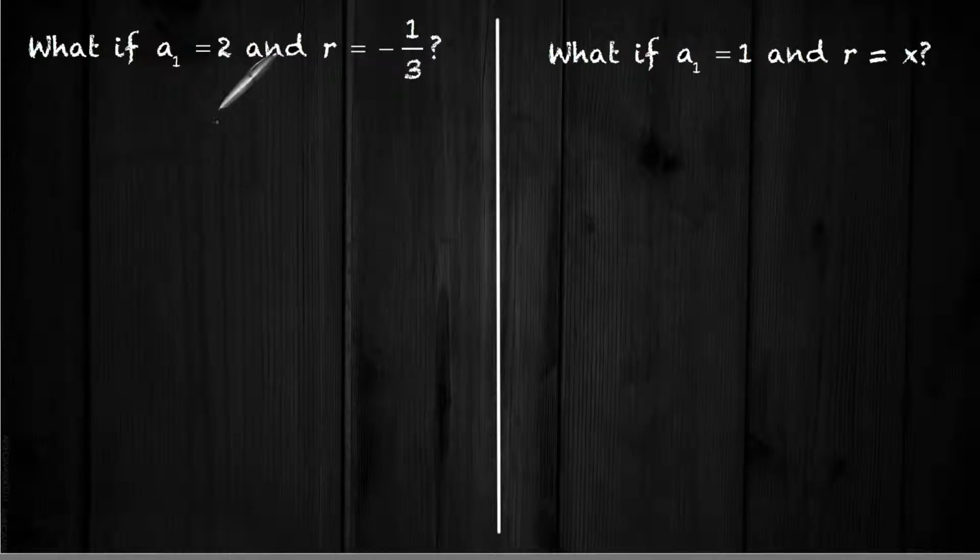Let's say you're given the first term of a geometric series and you're given the common ratio by which you would multiply the first term by to get the second term, and the second term to get the third term, and so on. How would we write this geometric series?